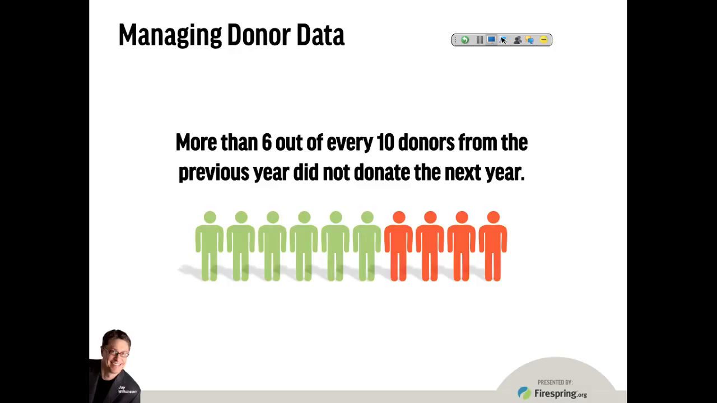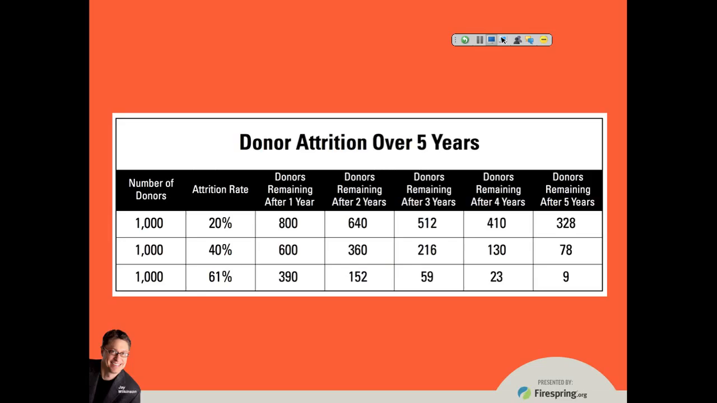If you look at this on a chart, I think it's the easiest way for me to really grasp it and understand it. Let's say you have 1,000 donors, and you are the national average. And again, this is not the worst case scenario. This is the national average, 61% attrition rate. And then we have 1,000 donors over 1, 2, 3, 4, 5 years later. How many of those donors are left? 9. That means that we have to go out every 5 years and get 991 new donors to make up for all of the donors that we lost.